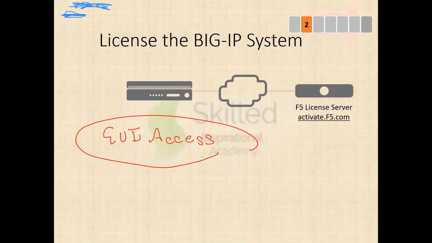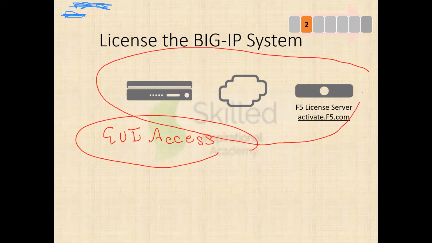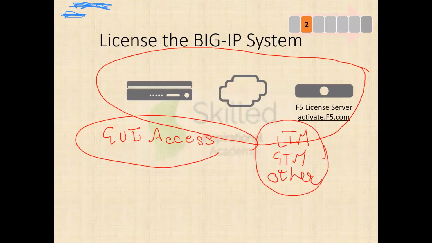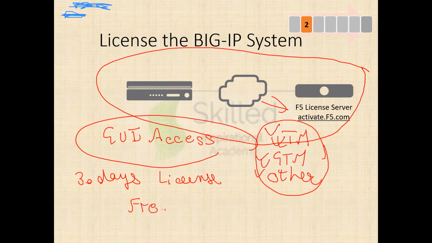So once you have GUI access, you need to first license the device before using any LTM or GTM module or any other module. You need to license the device before using any features of these product modules. You can get a 30 days license also. I will show you from where you can get a 30 days license. F5 provides you a 30 days license for free.